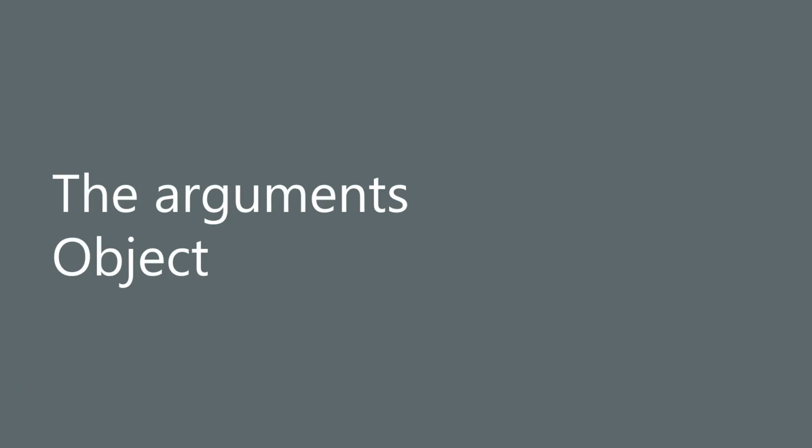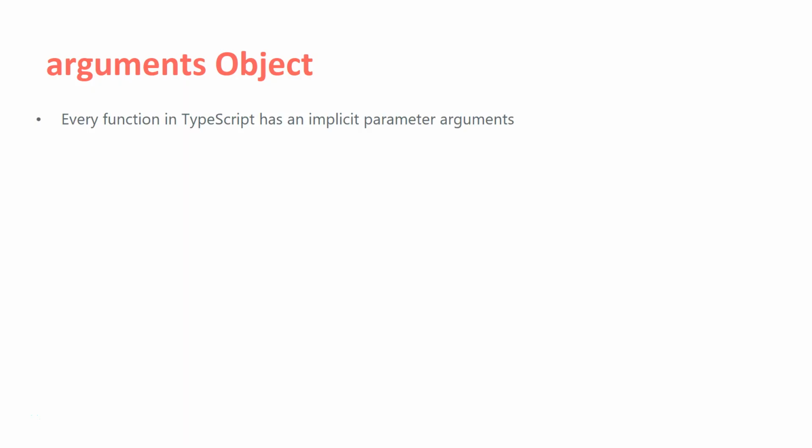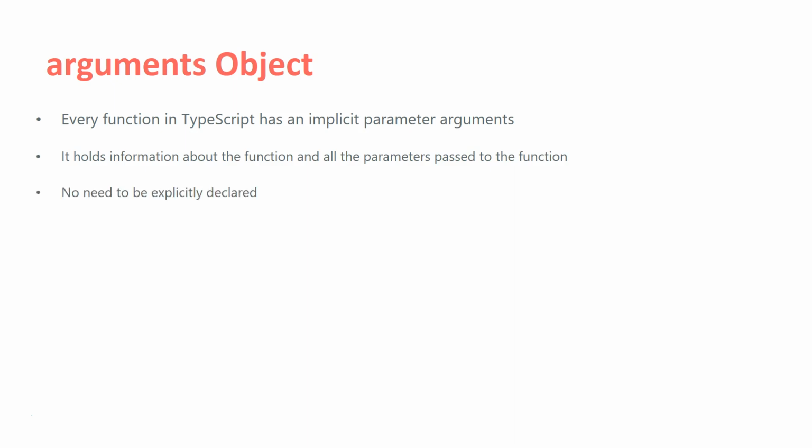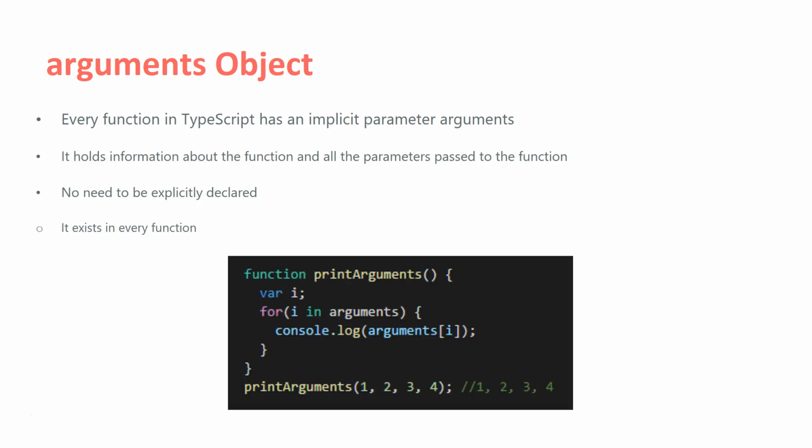In TypeScript and JavaScript, we have a specific object which we call arguments, and it's used when we're dealing with functions. Every function in TypeScript has an implicit parameter, arguments. It is holding information about the function and all the parameters passed to the function. No need to be explicitly declared, and it exists in every function.